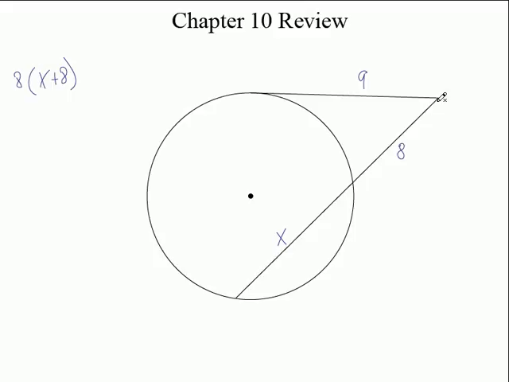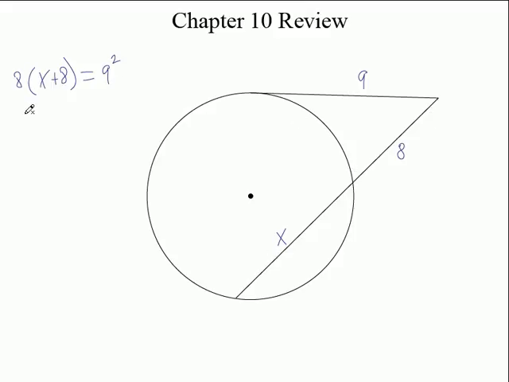Let's see, what did we say? That the whole thing times the outside, so the whole thing is x plus 8 times the outside, which is 8, equals, oops, that was ugly, equals, now look at this. It's kind of the same thing, like the whole thing times the outside, but look, the outside is the whole thing, so we multiply it by itself. So it's 9, which is the outside, times the whole thing, which is 9 again, so it's 9 times 9, or 9 squared. So it's this tangent squared equals the whole thing times the outside.